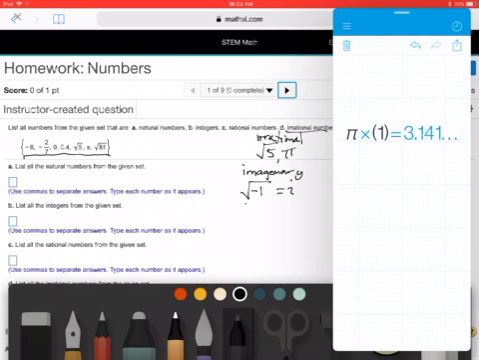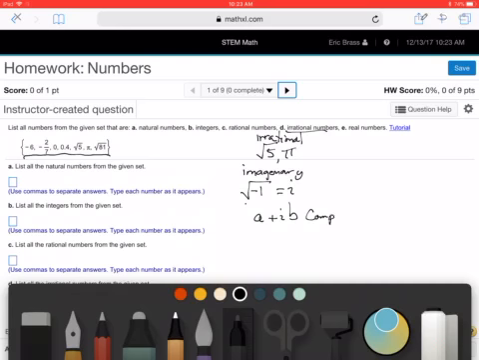Imaginary numbers are different from real numbers, but when you combine them, if you have something like A plus iB, where iB is an imaginary number and A is a real number, we call this a complex number. So that's basically it when it comes to this.